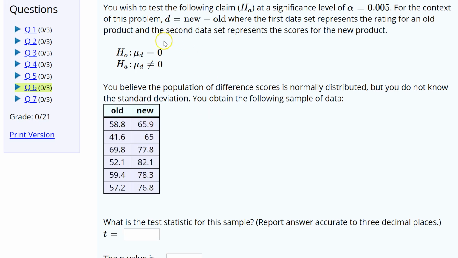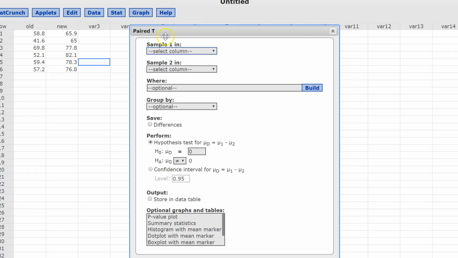The problem is saying that we're looking at the differences between these two groups, and the difference that we're going to calculate is new minus old. So the new is first, which means we have to choose the new first in our data, then old second. I like to save the differences.